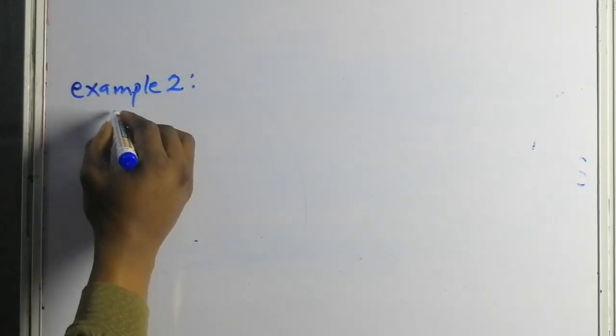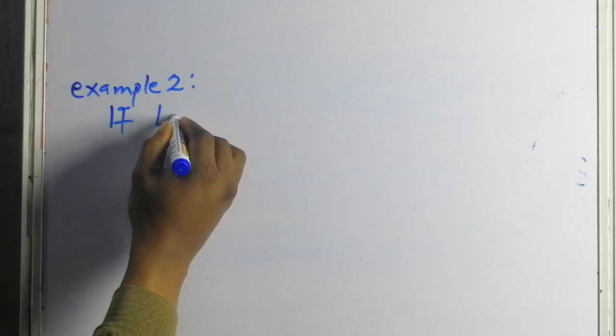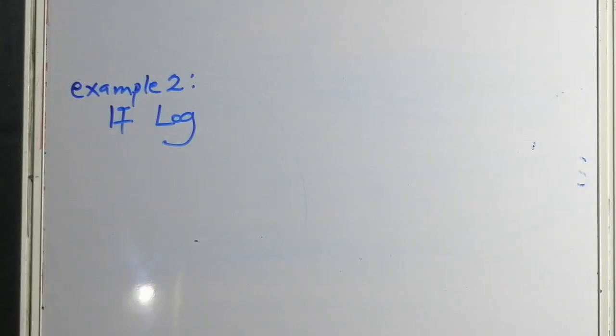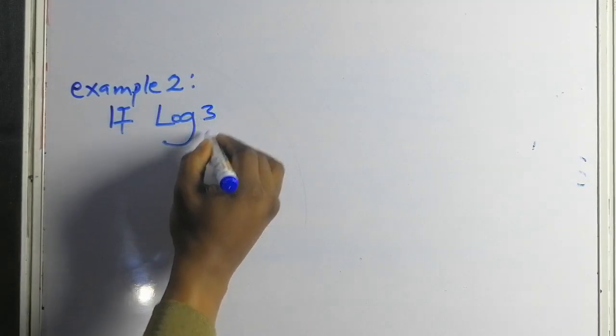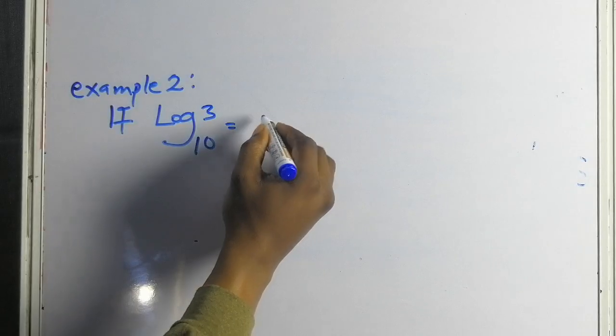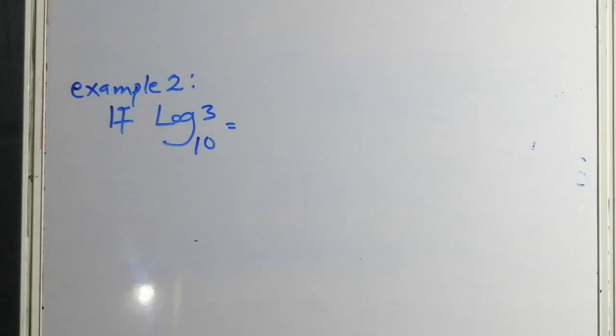I can say if log 3 base 10 equals, we're just assuming. That is why you see the word "if", because in logarithm there's what we call a logarithm table, and all these kinds of questions can be searched in the logarithm table. But in this case, it's not compulsory that it's going to be exact, so we're just using "if".